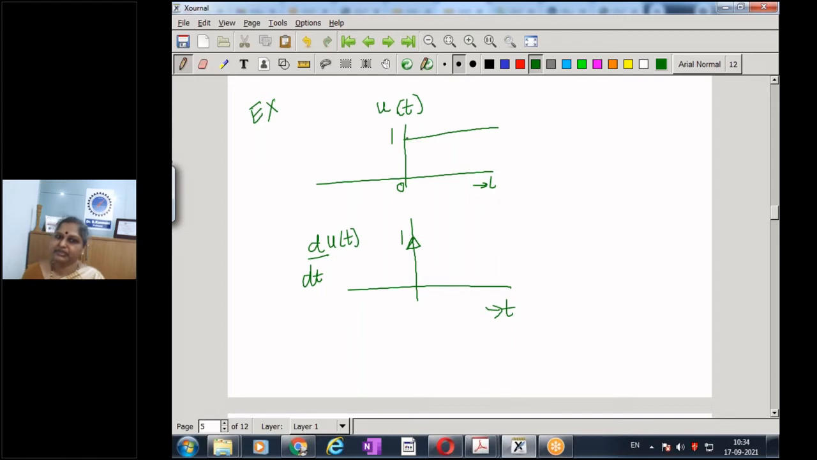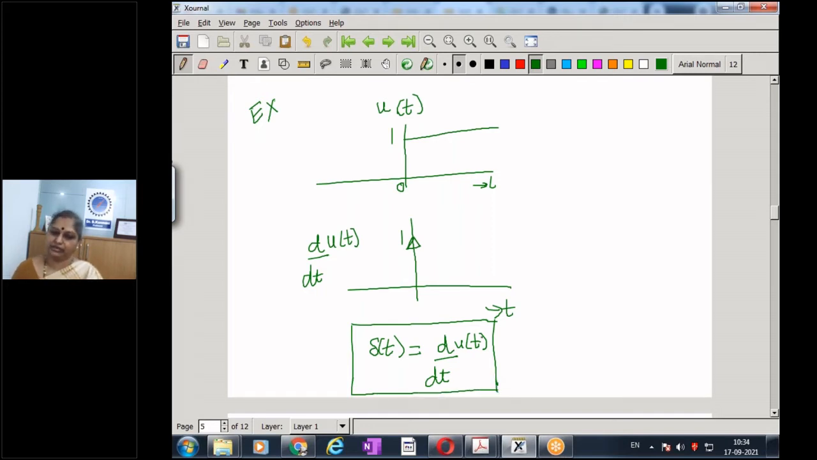Then what happens here? I have jumped, so I'm here. Later on, there's no increase or decrease in the signal, and hence it is constant. So the derivative is 0. We have a very important observation: the unit impulse function is nothing but the derivative of the unit step function. This will be useful in signal analysis and system analysis.